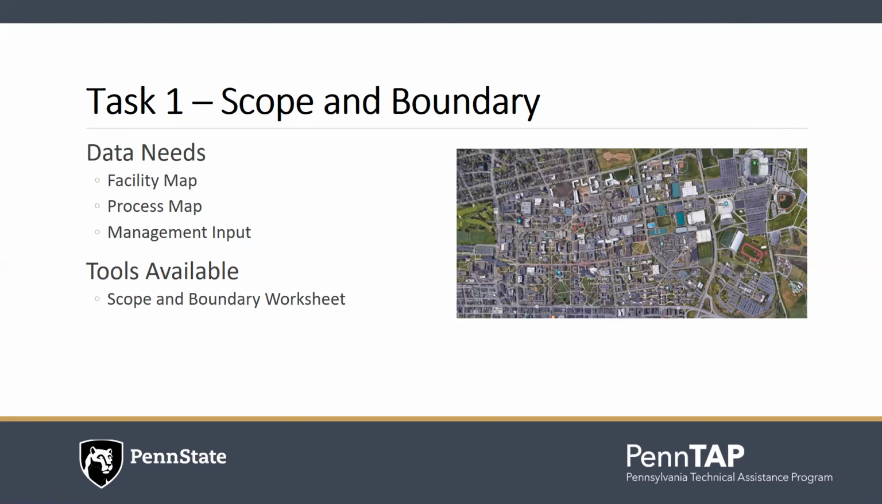Then the final thing you'll need is management input. And really what I'm thinking about here is whether one process line will greatly increase in production or if that process line will shut down in the future. That's the sort of management input you'll need when you're deciding, do we want to include that piece in the energy management system or not? If something's going to shut down within the next year, you might not want to bother taking that into account.